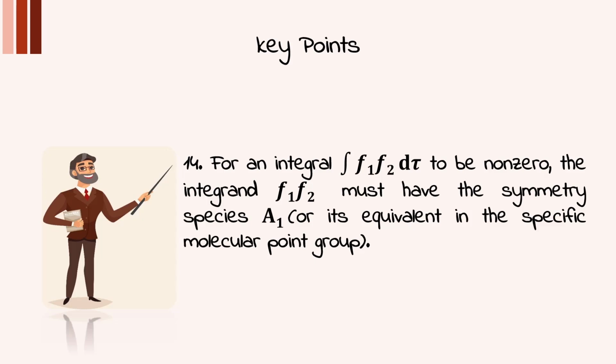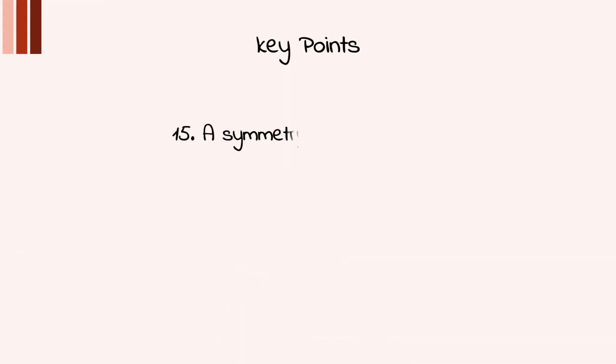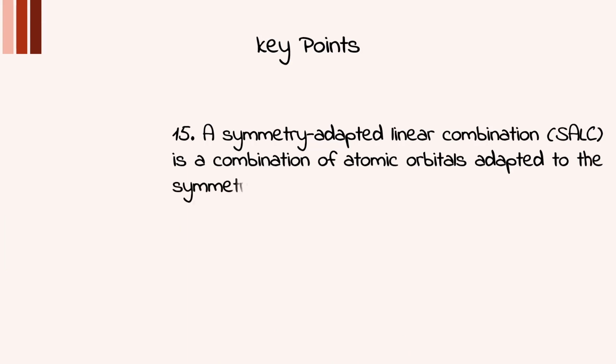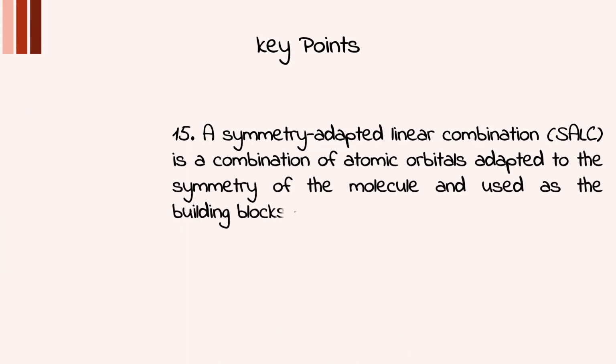So this is a necessary condition for a non-zero matrix. The other point states a symmetry adapted linear combination is a combination of atomic orbitals adapted to the symmetry of the molecule and used as the building blocks for linear combination of atomic molecular orbitals. Now that is a key point in Huckel's theory. That's Huckel's molecular orbital theory, which is generally used for conjugated aromatic patterns in deciding aromatic behavior of certain molecules.